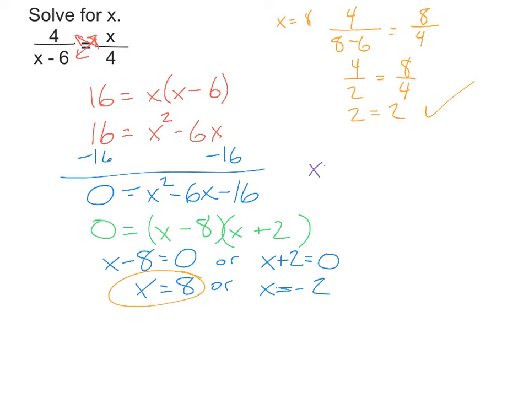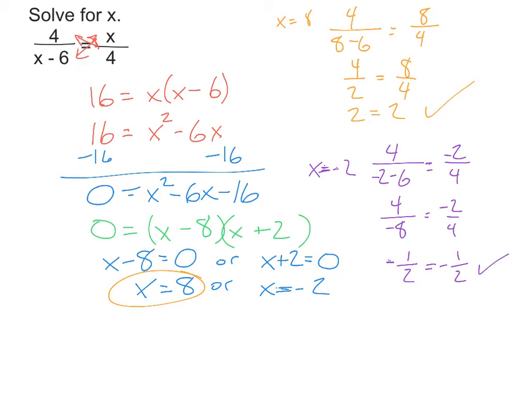If we test where x is equal to negative 2. So 4 over negative 2 minus 6 is equal to negative 2 over 4. So 4 over negative 8 is equal to negative 2 over 4. And so this simplifies into a negative 1/2 equals a negative 1/2, which is also true, so x must also equal negative 2. So we actually have two solutions for x that work here, and we found both of them.